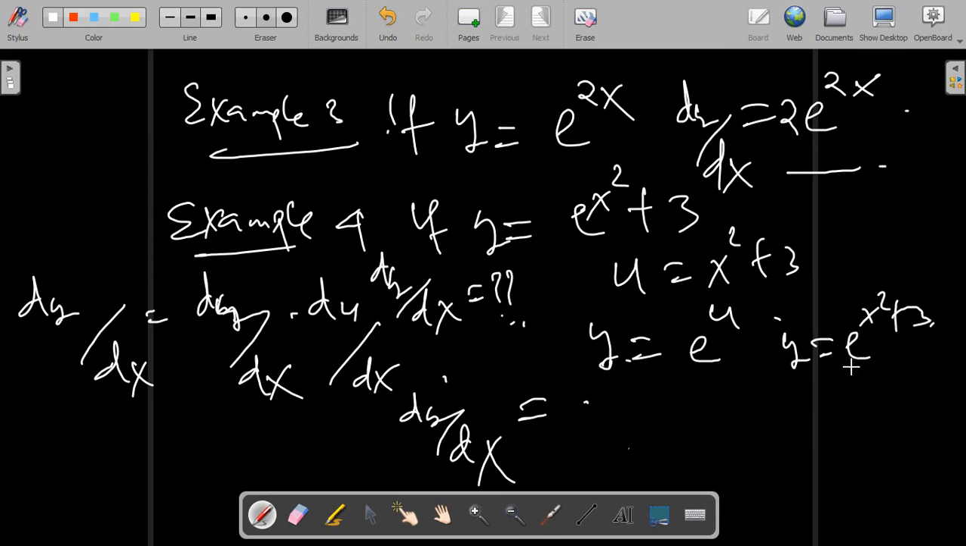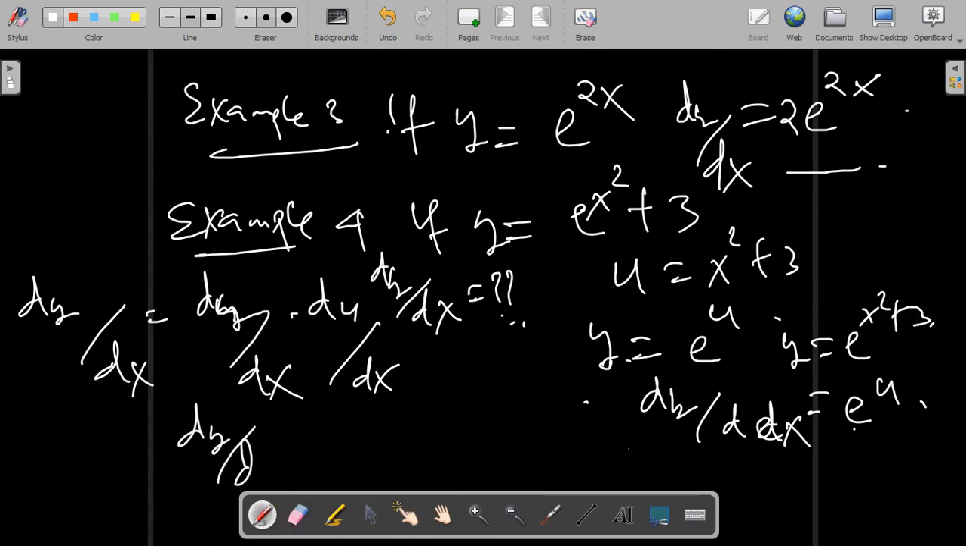When we differentiate this function, dy over du gives the answer e raised to the power of u. This means that it will never change, as you observe. Then you apply the derivative to the function e raised to the power of x squared plus 3.